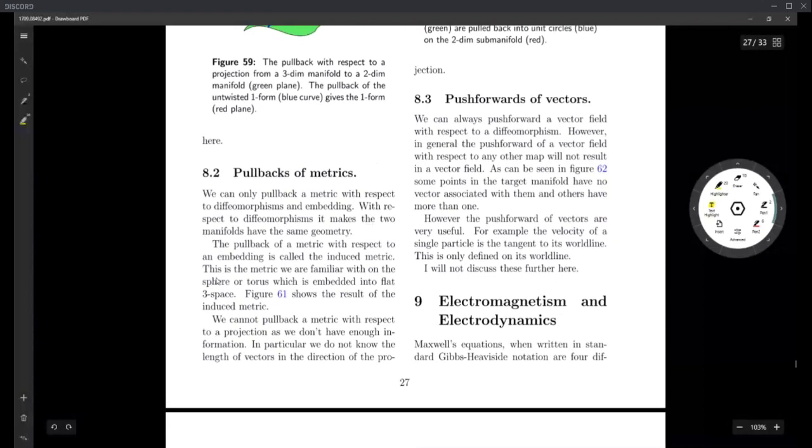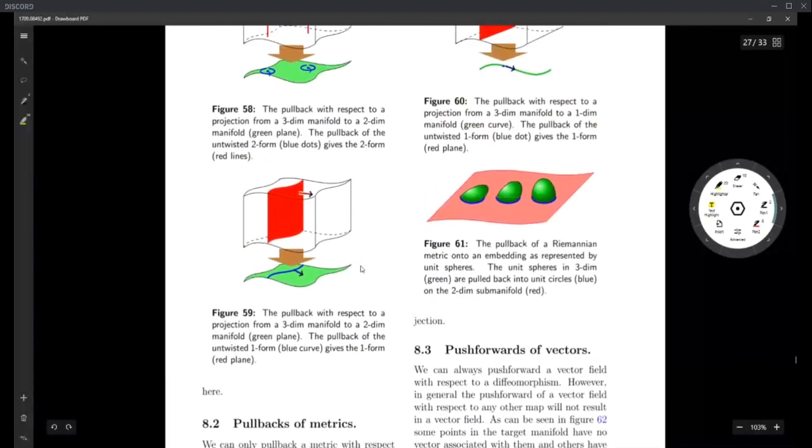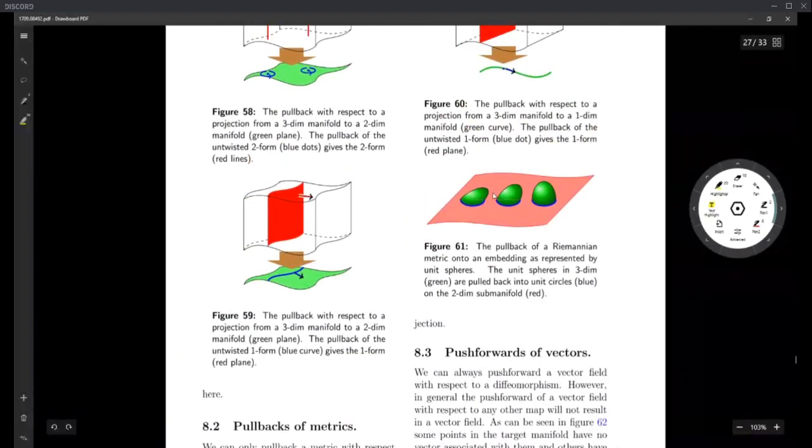For example, if you have a torus embedded into flat 3D space, you get something that is shown in figure 61. So if you try to pull this back onto flat space, you'll basically end up with circles, projecting these spheres onto this flat manifold.